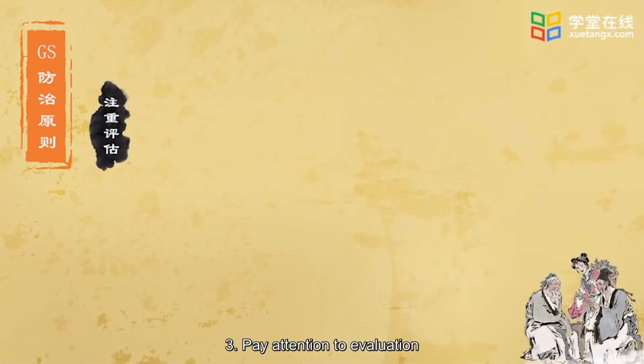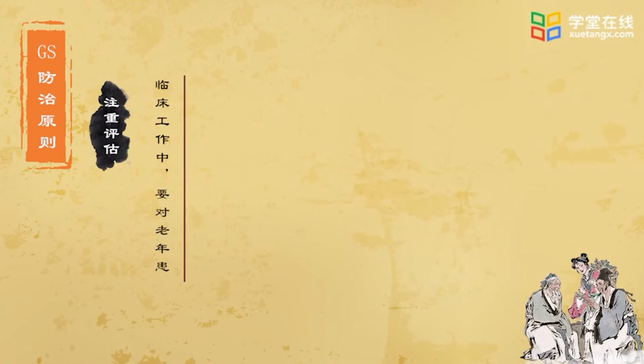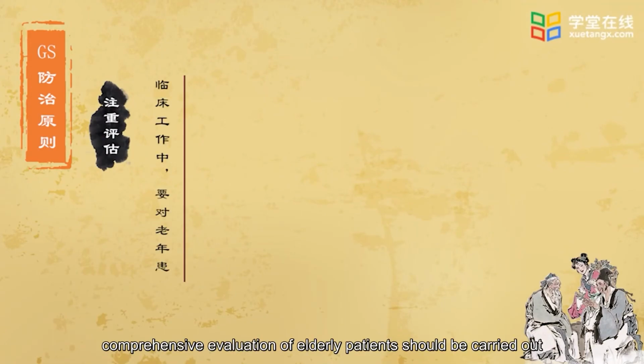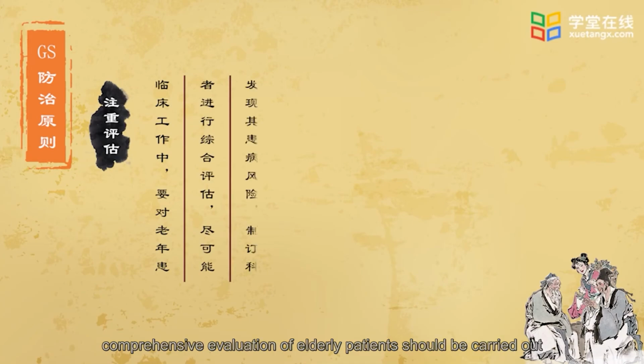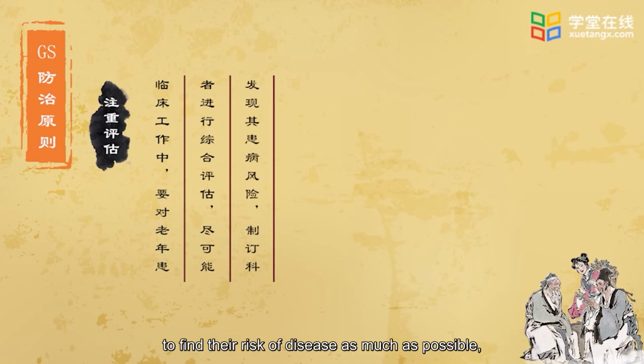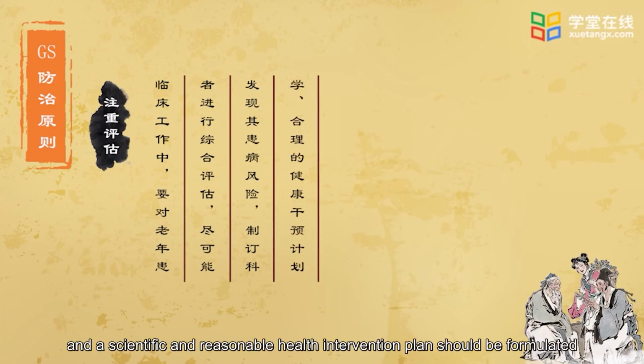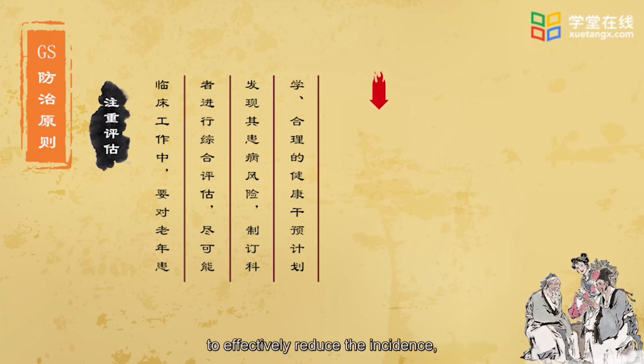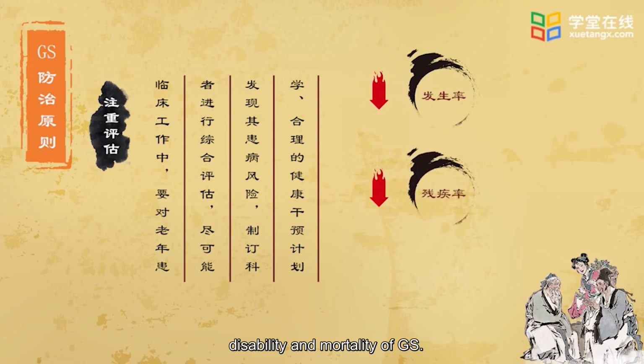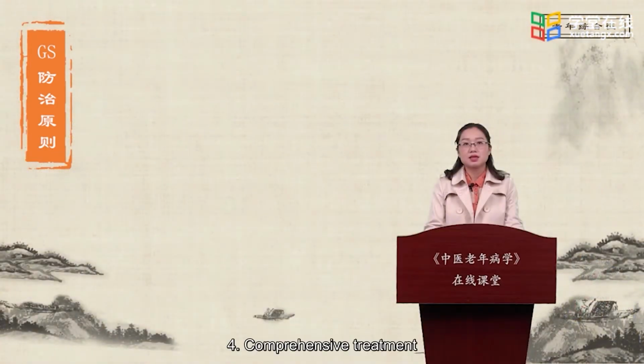Third, pay attention to evaluation. In clinical work, comprehensive evaluation of the elderly patients should be carried out to find their risk of disease as much as possible. And a scientific and reasonable health intervention plan should be formulated to effectively reduce the incidence, disability, and mortality of GS. Fourth, comprehensive treatment.